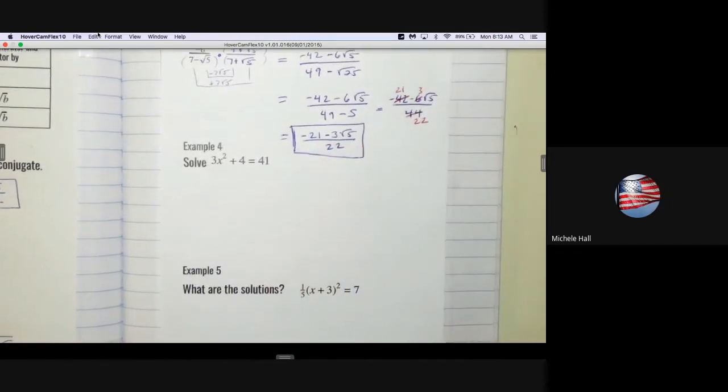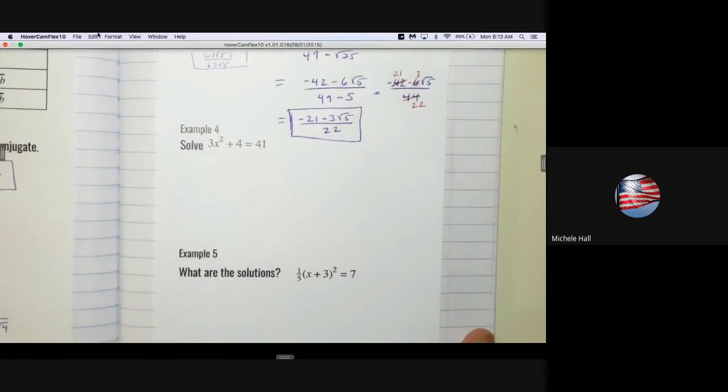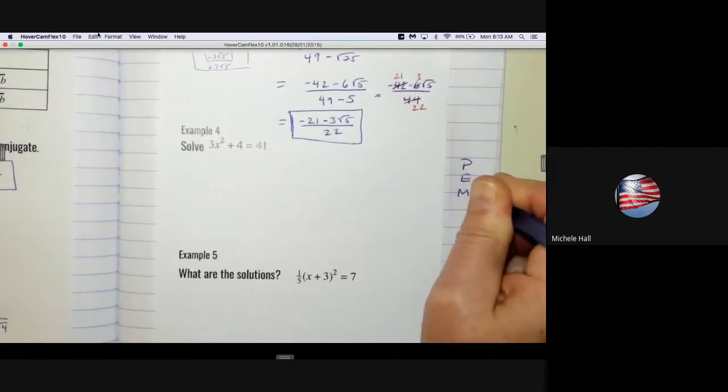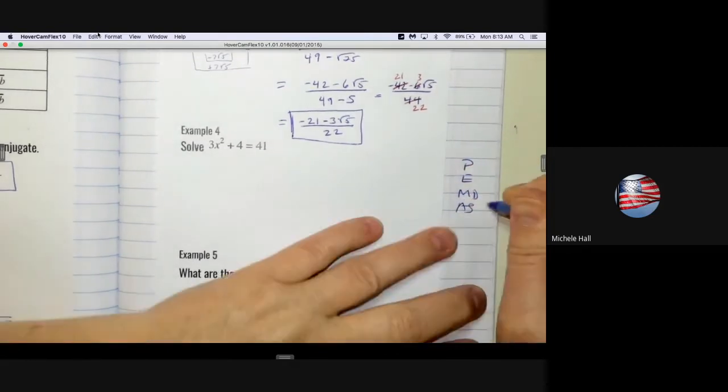Example 4, solve. Again, when we're solving, we're thinking of PEMDAS backwards.